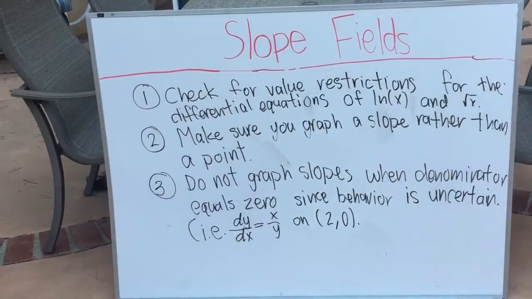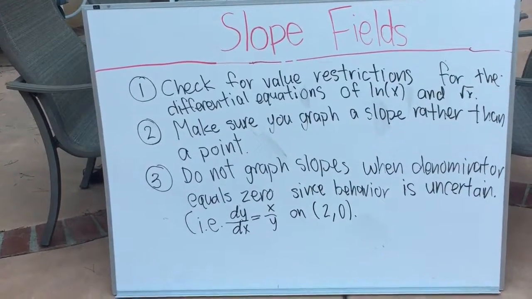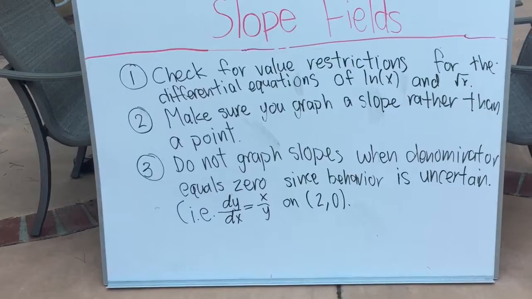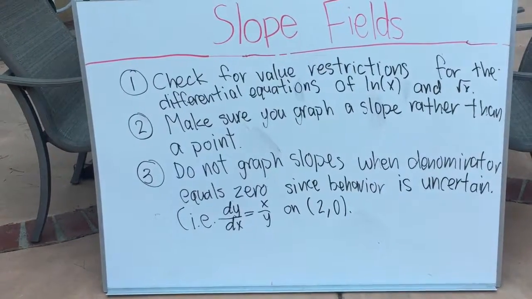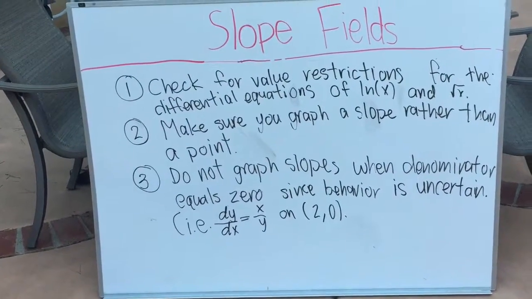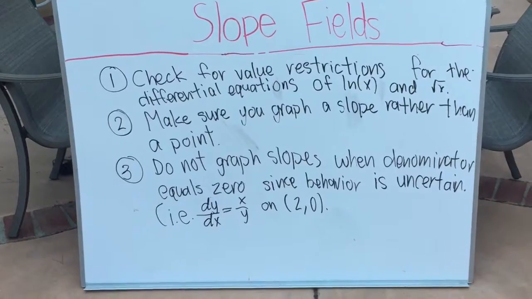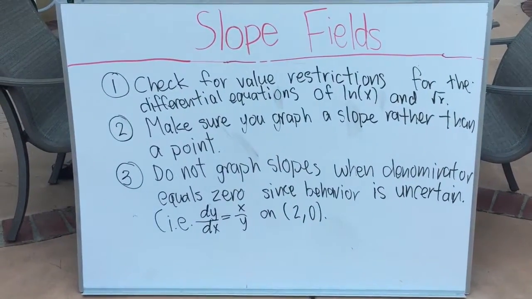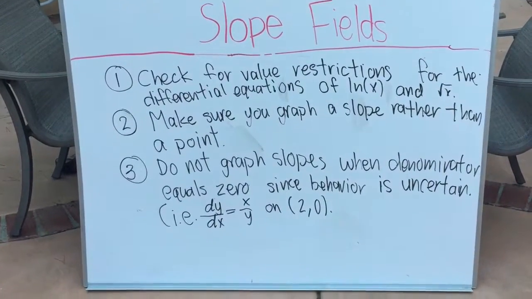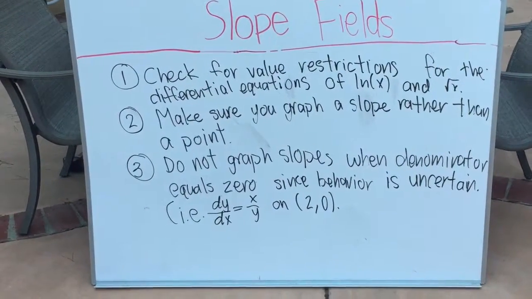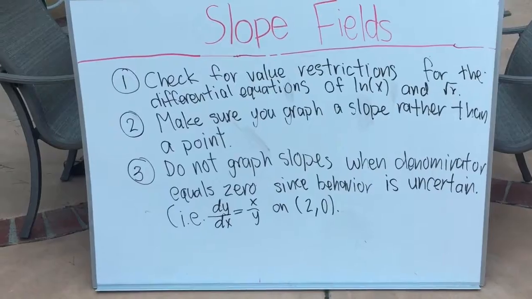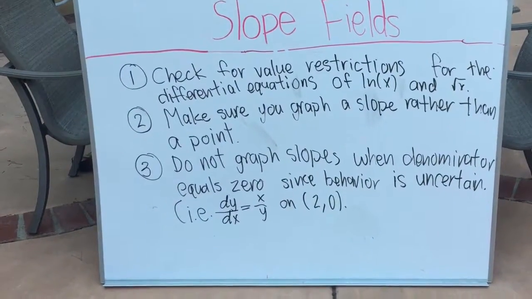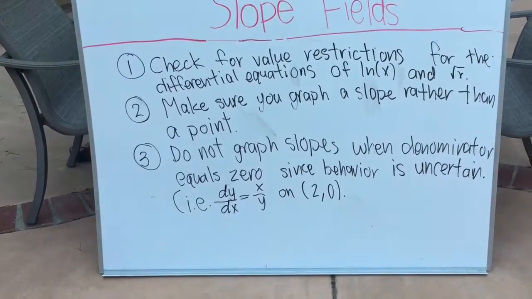Now let's go over some common sources of errors for slope field problems. Make sure you check for value restrictions for differential equations of ln of x and the square root of x. Also, make sure you graph the slope rather than an individual point. Say you wanted to graph the solution of a differential equation that passes through (1, 1). Make sure you actually graph the line that represents the solution rather than just an individual point.